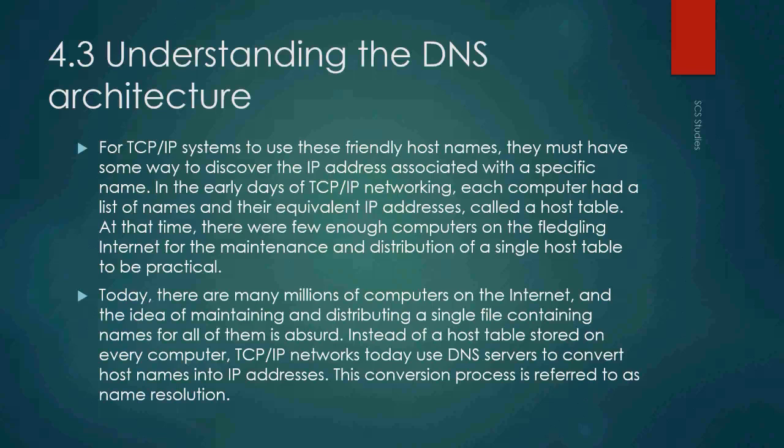Understanding DNS architecture. For a TCP/IP system to use these friendly host names, they must have some way to discover the IP address associated with a specific name. So, for example, suppose you are opening Google on your browser. Instead of Google, if we give you some IP address like 192.168.200.215, it is quite hard to remember. So to remove this kind of dependency, DNS gives us the facility to identify a particular set of IP addresses with a particular unique name.